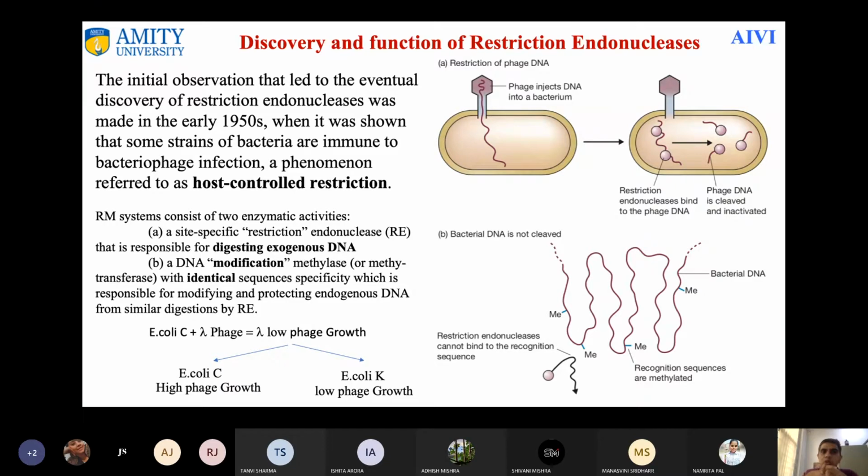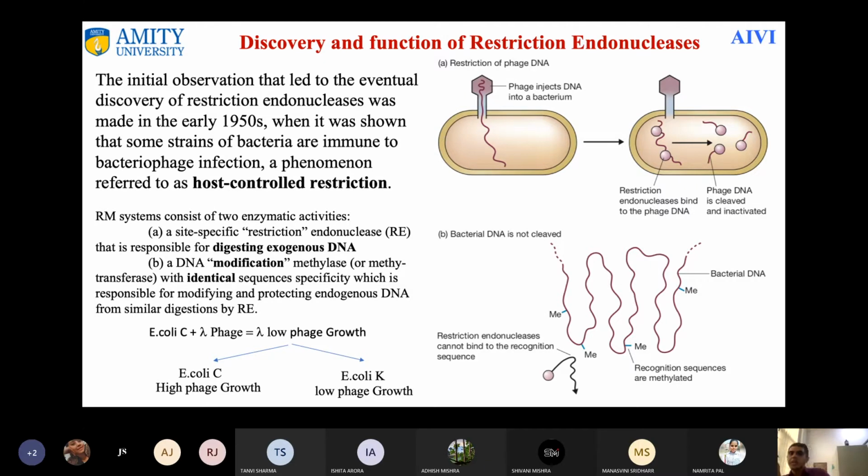The initial observation that eventually led to the restriction endonuclease was made in 1950, when it was shown that some strains of bacteria are immune to bacteriophage infection. So this is the main key behind the discovery of your restriction endonuclease. You all know that bacteriophages are the viruses which infect bacteria. But it came to be known that some strains, here we are not referring to species, we are just referring to strains, are resistant. Like you all know that E. coli is there, and different E.